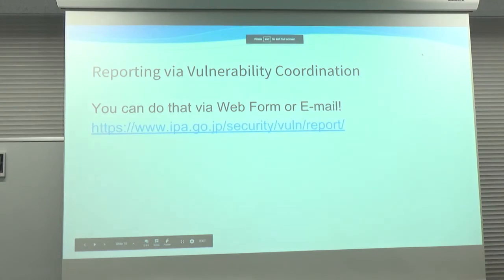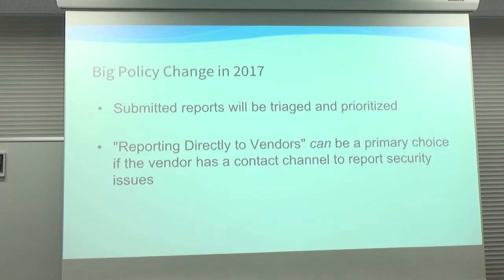Okay, so you can do that here in that way. And actually, 2017 was a big year. In 2017, there was a big policy change in the Japanese vulnerability coordination system. It was the biggest change since the vulnerability coordination in Japan was established. There are two major changes.